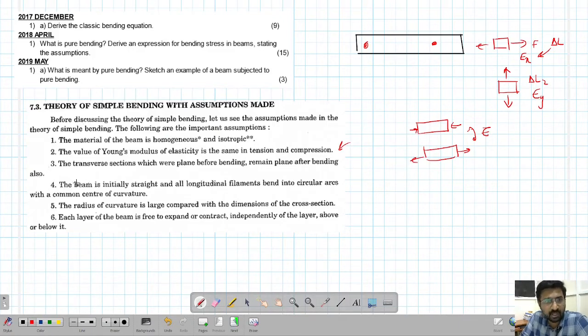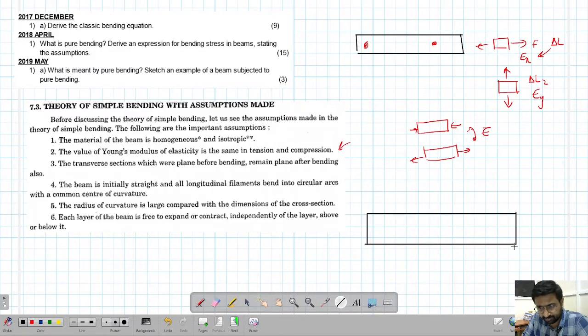The transverse sections, which are plane before bending, remain plane after bending. This is an important assumption. You have to write this assumption. It is very important. I would say this is the most important assumption of the simple bending theory.